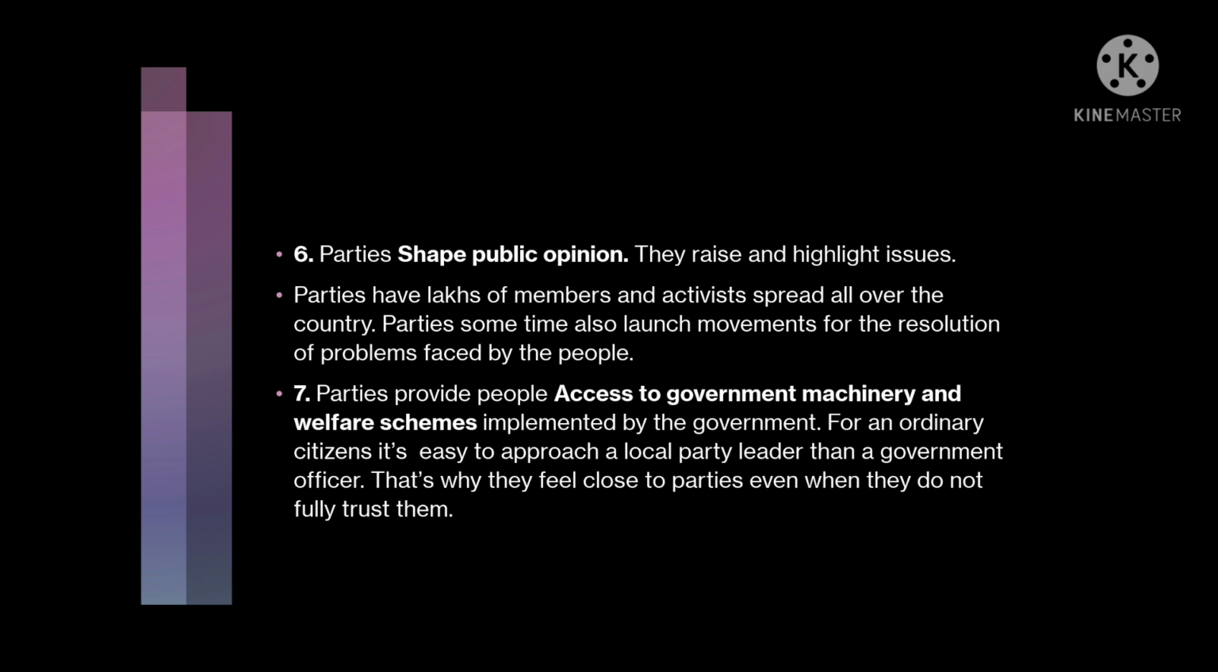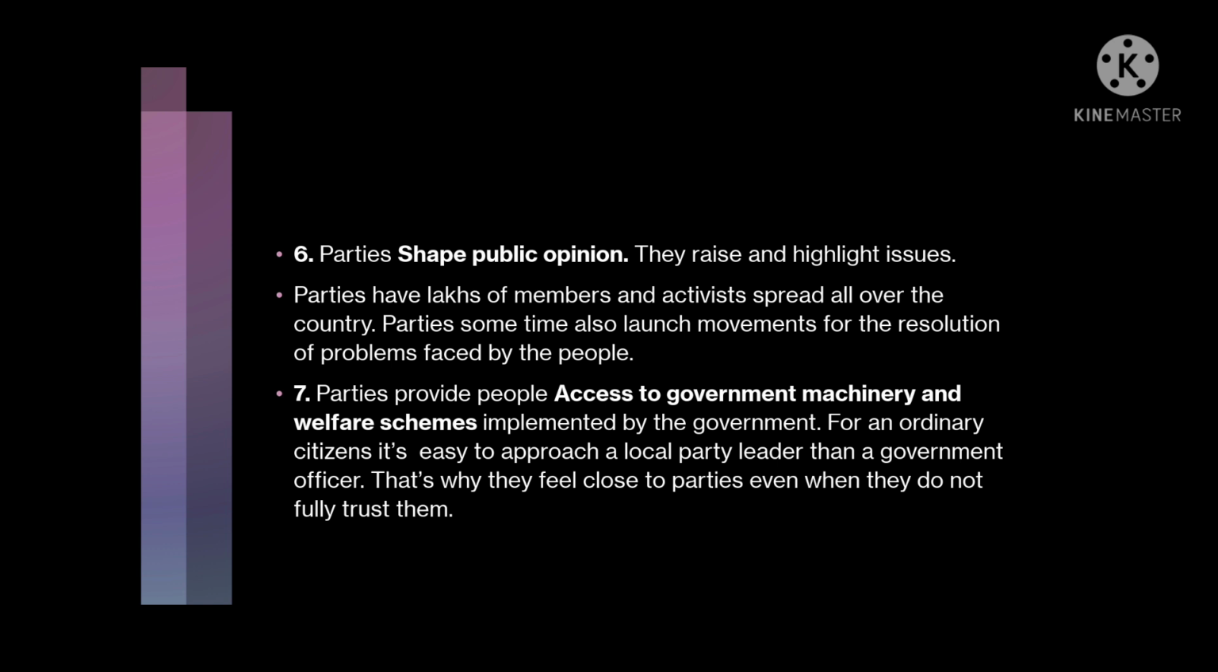Seventh function of political party: parties provide people access to government machinery and welfare schemes implemented by the government. For an ordinary citizen, it is easier to approach a local party leader than a government officer. A ruling party implements so many welfare schemes nowadays. If the people want to utilize the schemes, they approach the local party leader instead of the government officer. Why? Because they have a closer relationship with the local leaders than with the government offices.